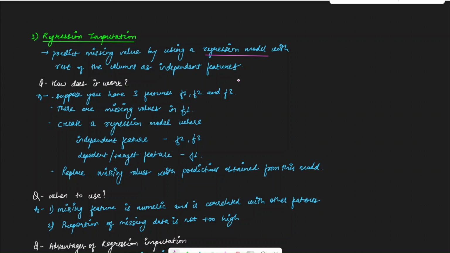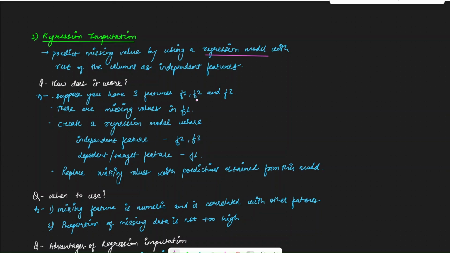Now you would think, how is it different from MICE, multiple imputations? The difference is, in MICE, we were doing multiple imputations. We were creating multiple regression models for every feature. But in regression imputation, we are just going to use only one model. We're just going to create only one model, and whatever that model has predicted, we're going to replace our missing values with that value. So how is it working?